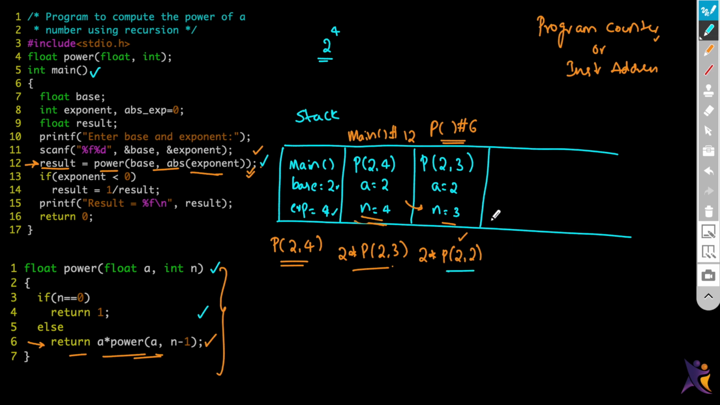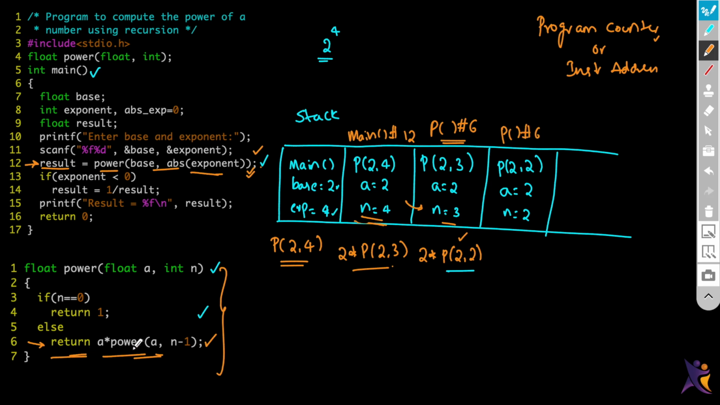Because of this function, a new activation record with the copy of the power function will be created in the stack space, right? So I will have a new activation record with these values, a equal to 2 and n equal to 2, right? And again, after executing this function, the control should go back to the calling function which is P, and the line number is 6, right?